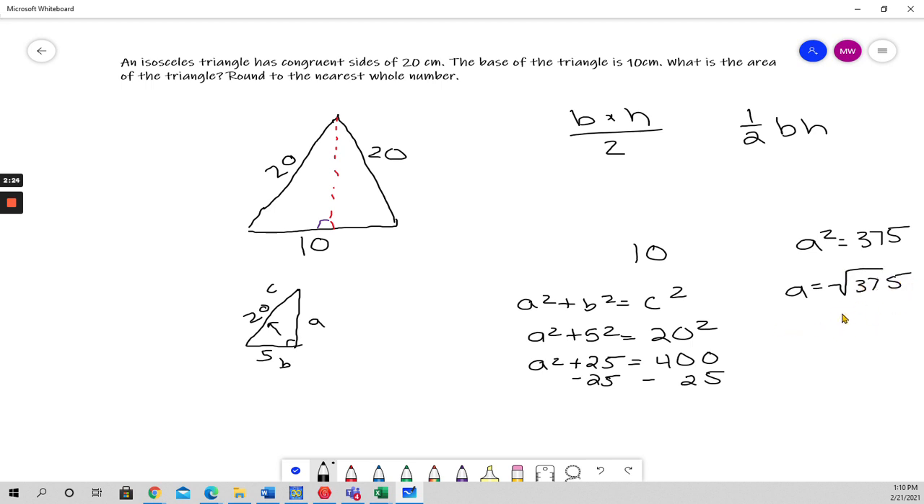So I'm going to take this information and plug it back in to figure out what the area of my triangle is. So when I do that, I'm going to say 10, that was the base of my triangle, times the square root of 375, and I'm going to divide that by 2, and I'm going to get approximately 103 centimeters squared.